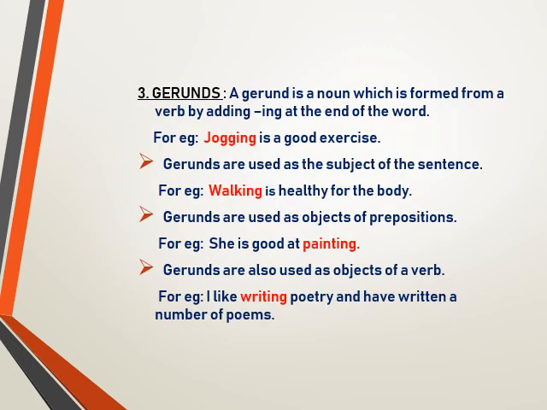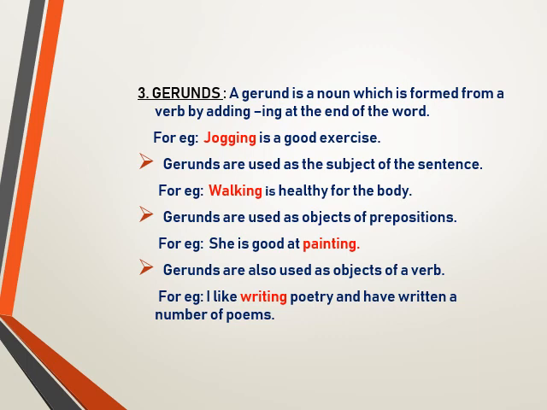Third is gerund. A gerund is a noun which is formed from a verb by adding ing at the end of the word. For example, jogging is a good exercise. Here, jogging functions as a noun. Any action verb can be made into a gerund. Let us see how.